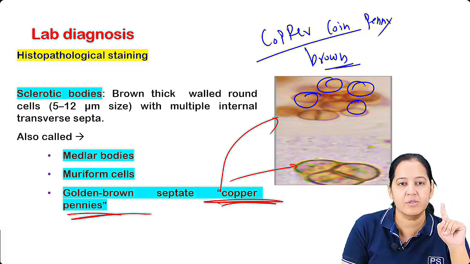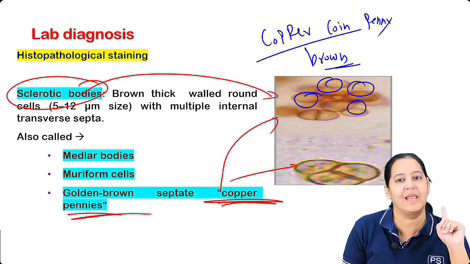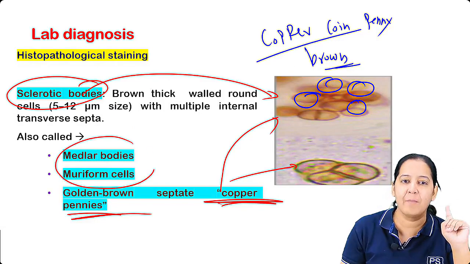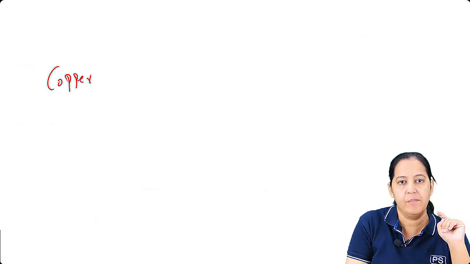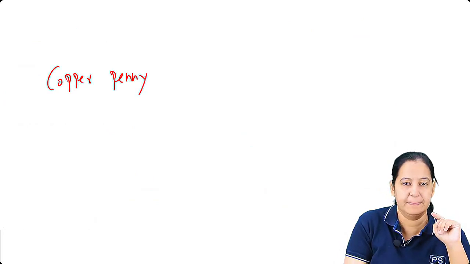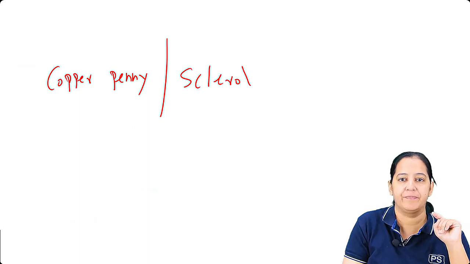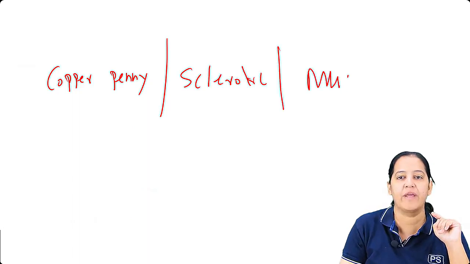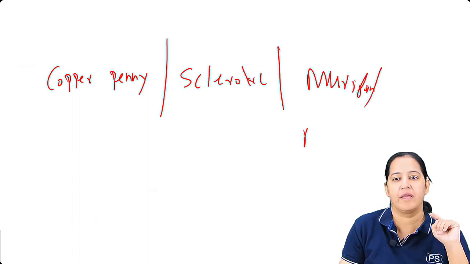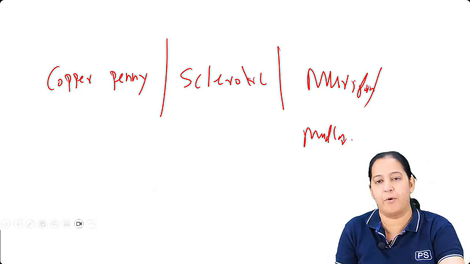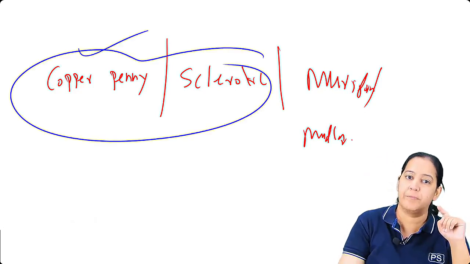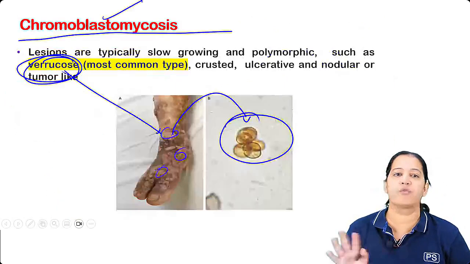Number one, it is also known as sclerotic body, also known as medullary or muriform body. So learn four names: copper penny, sclerotic body, muriform body, and medullary body. Muriform and medullary are not very important, but you get questions repeatedly on the other two. It is the hallmark of chromoblastomycosis.